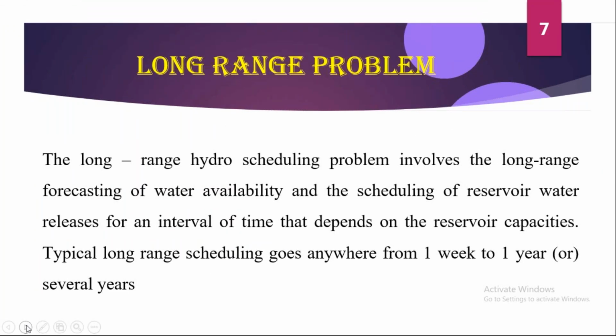Next, let me see the long range problem. What is the long range problem? I already told you that it is mainly considered by forecasting of water availability and reservoir capacity. These two parameters are considered while making the long range problem. This type of scheduling covers 1 week to 1 year, so that's why it is called long range. And while scheduling the long range, we have to consider these two parameters: water availability and the reservoir capacity.